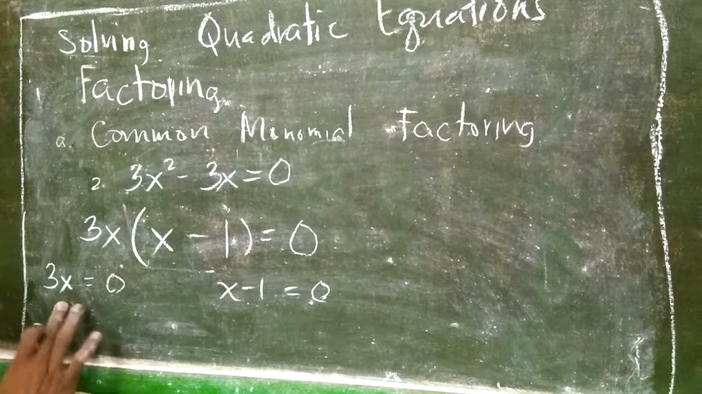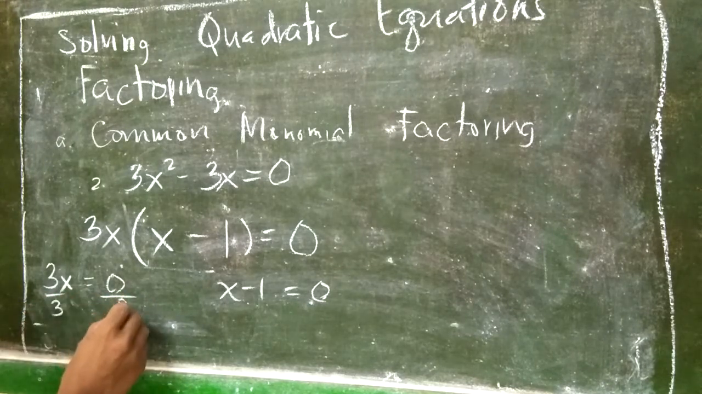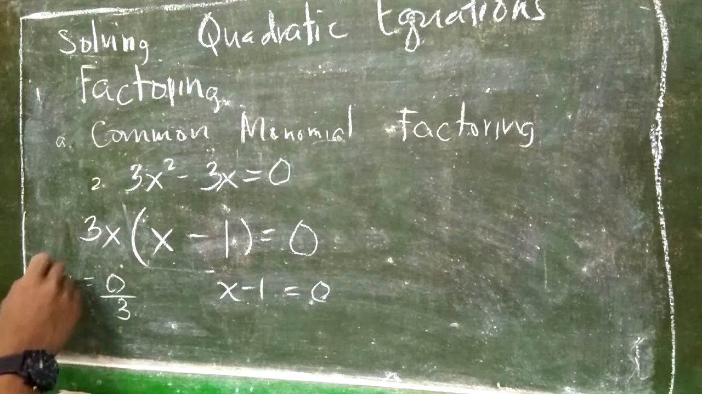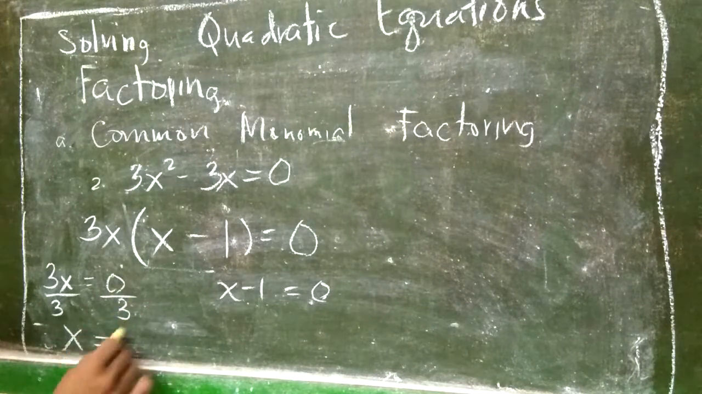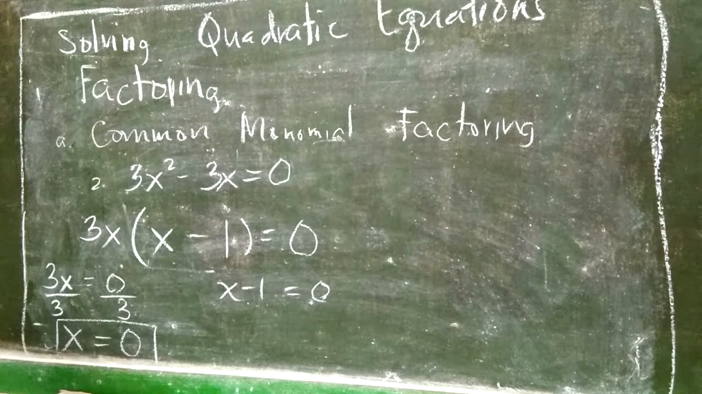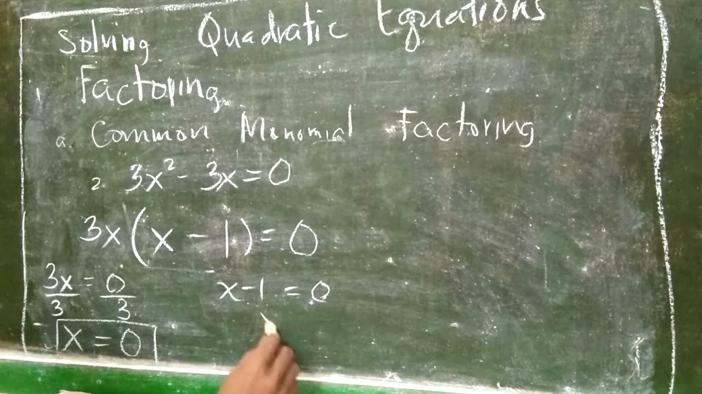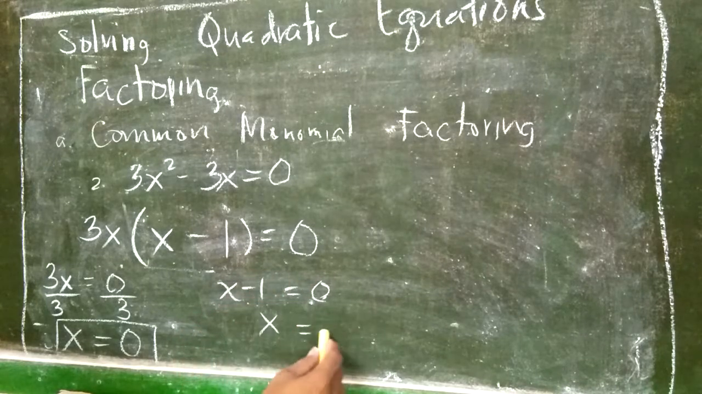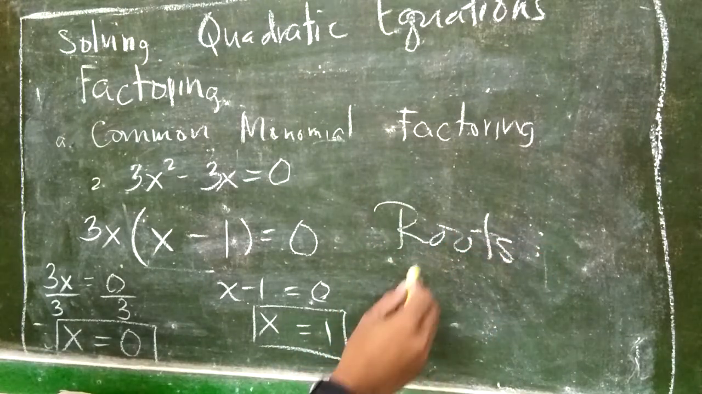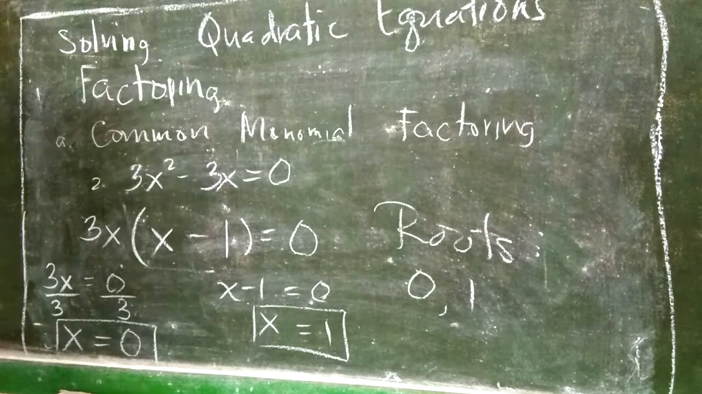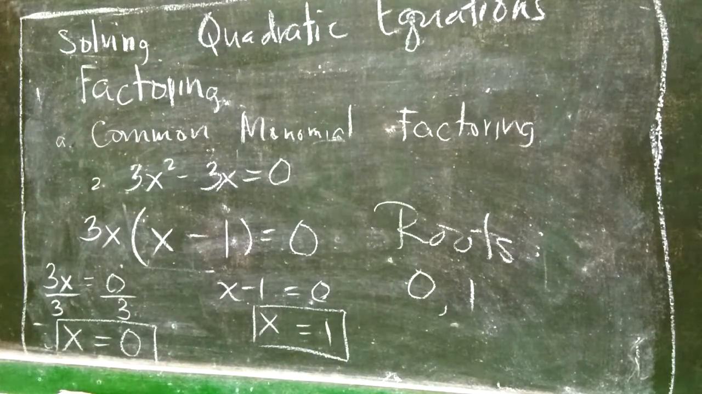So dividing both sides by 3 kasi x yung ating hinahanap para matanggal itong 3. So x now is equal to 0 divided by 3, that is 0. Then isolate the variable x. So x is equal to, transpose natin ito, magiging positive 1. Therefore, the values or the roots are 0 and 1. So that is how you're gonna find the values of x or the values of the variables or generally the roots of quadratic equation by using the common monomial factoring.